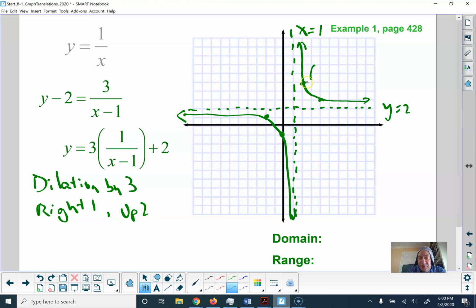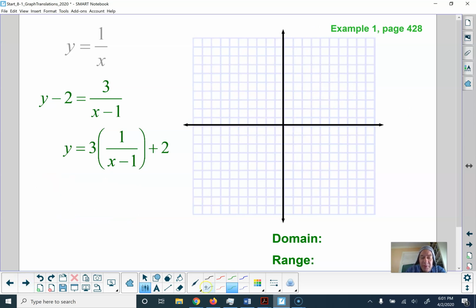This was (2, 5). This is (4, 3). This one is (-2, 1), and (0, -1) are the coordinates there. So that's the visual way of doing it. We can also do it by using your table, doing your favorite table task. We start with the original equation, which goes through the points (1, 1) and (-1, -1).